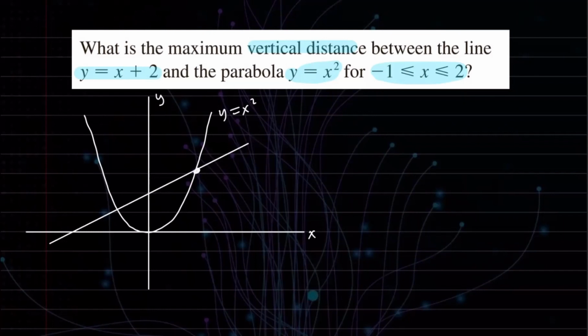So here's the intersection, believe it or not. This is where it's going to intersect at -1, and this point right here will be 2. So it satisfies the interval we're given. So we want to know where's the maximum distance from here to here. So let's put a vertical distance from the line to the parabola right here. So we want to know what's the maximum distance.